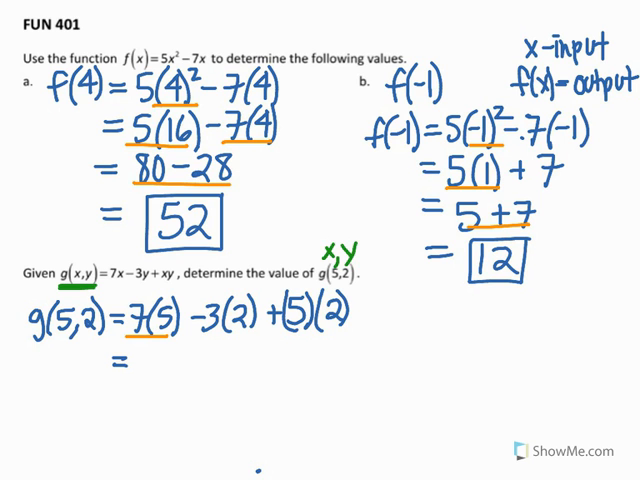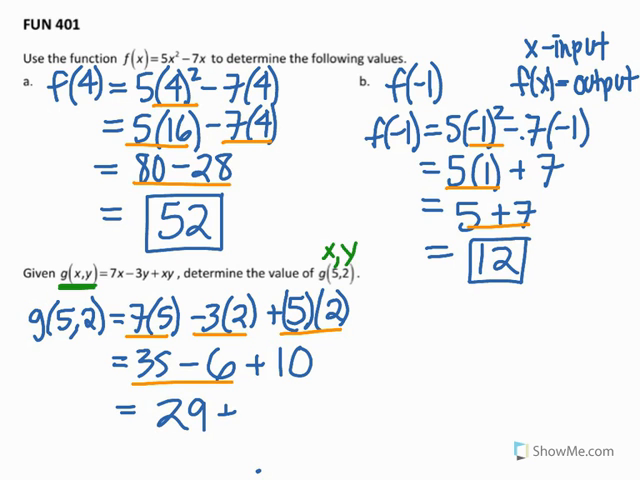I'm going to evaluate all of my multiplication at the same time. So I get 7 times 5, which is 35. Negative 3 times 2 gives me negative 6. And 5 times 2 is positive 10. I evaluate my subtraction and addition from left to right. So 35 minus 6 is 29. Plus 10 gives me 39.